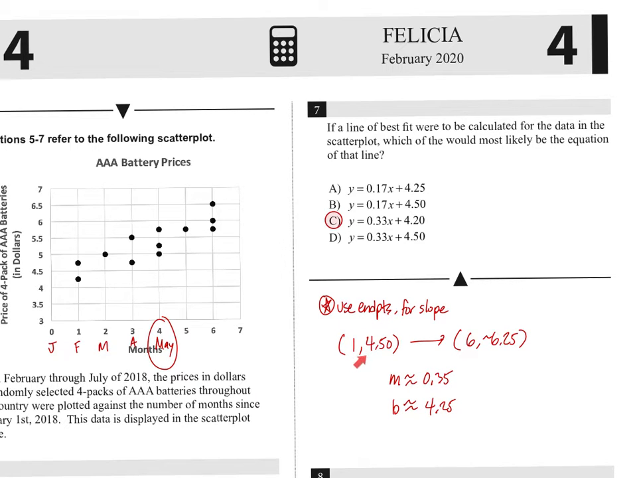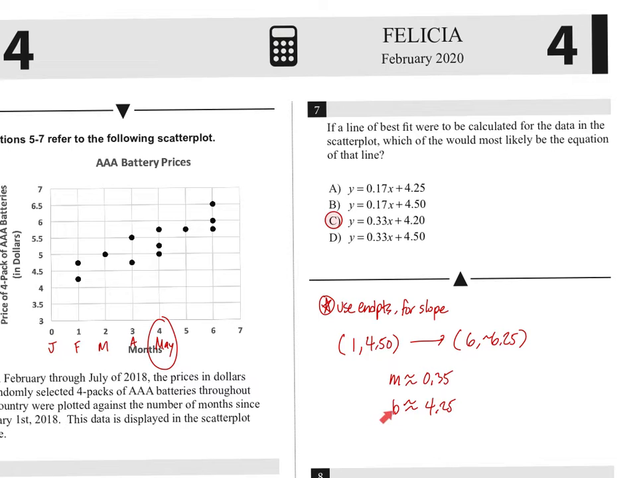That's 1, 4.50. On the right-hand side, I looked at the 3 points there. I averaged it out, or just eyeballed it, and said the estimate is approximately 6, 6.25 among those 3 points vertically. That means we can do a slope calculation. That's going to be approximately 0.35, and that matches either C or D. But that 0.33 looks pretty good.